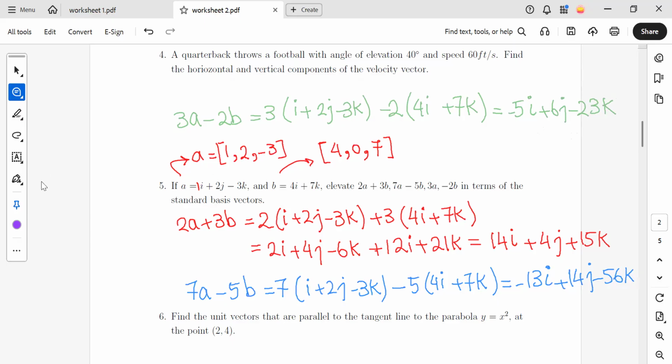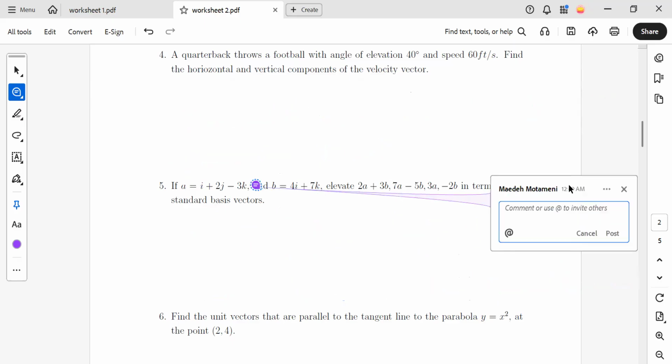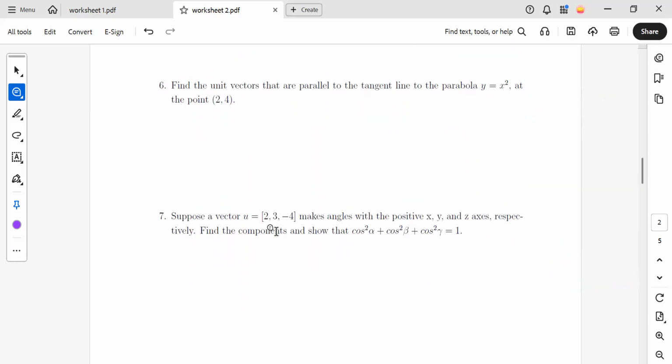Number 6. Find the unit vectors that are parallel to the tangent line to the parabola y equals x squared at the point that is given to us. So we know that the slope of the tangent line to y equals x squared is y prime, which means 2x. And we have the point 2 and 4. It means that instead of x, we can put 2 and the slope will be 4. So this is the slope of the tangent line.